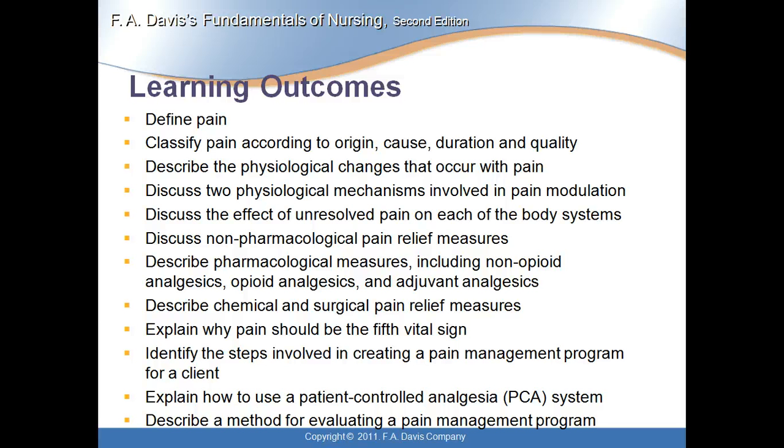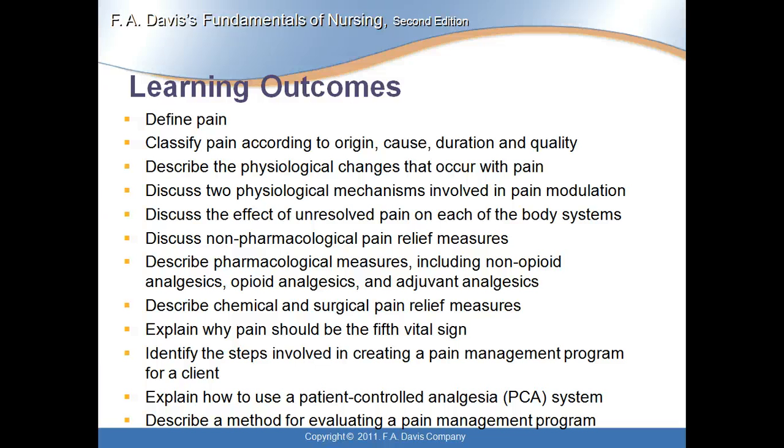Pain Management. And the learning outcomes for this chapter are going to be define pain, classify pain according to origin, cause, duration, and quality, describe the physiological changes that occur with pain, discuss two physiological mechanisms involved in pain modulation, discuss the effect of unresolved pain on each of the body systems, discuss non-pharmacological pain relief measures, describe pharmacological measures, including non-opioid analgesics, opioid analgesics, and adjuvant analgesics.